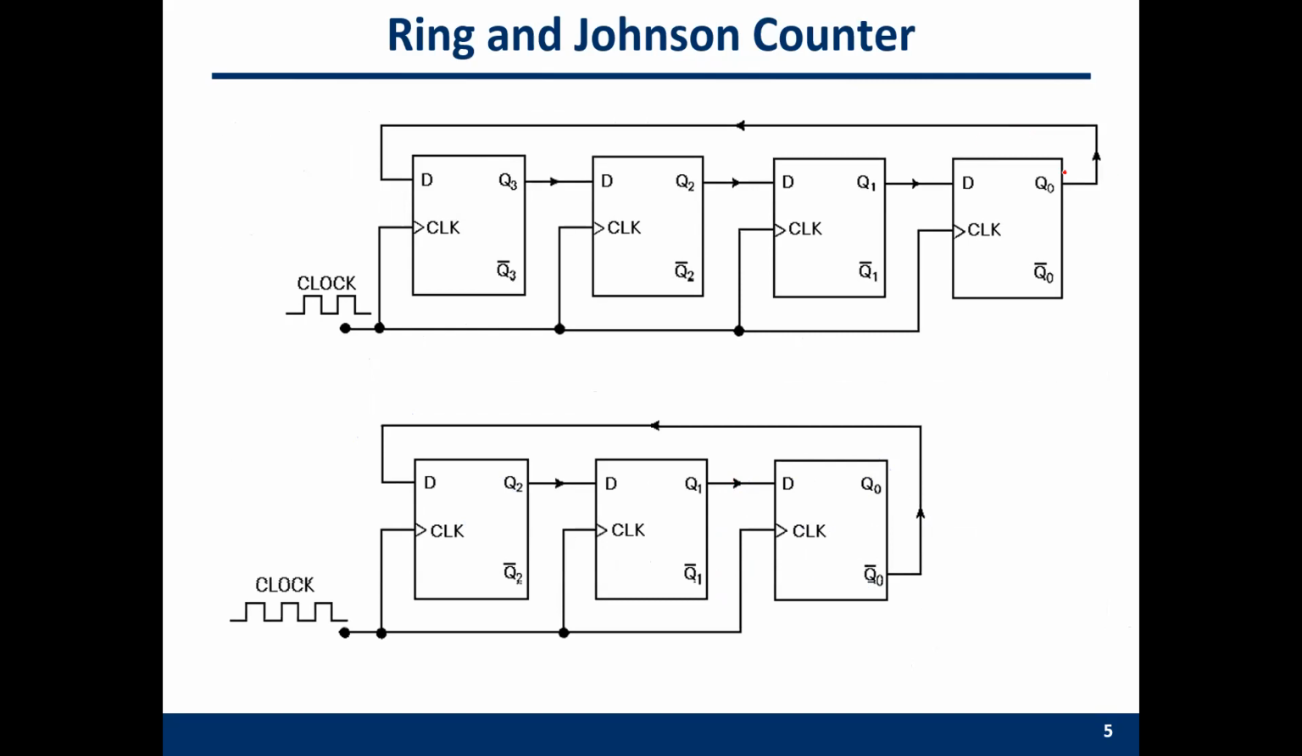You can also connect the output of the last storage element back to the input of the first element. Then you have a ring counter, a shift register. Or you can connect the complement of the output of the last element to the input of the first storage element like this. Then this is a so-called Johnson counter.